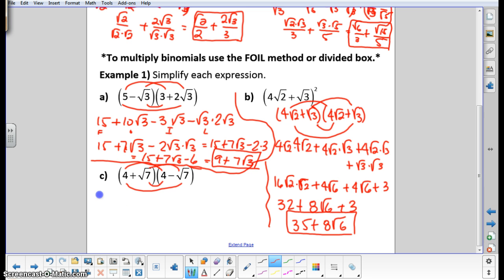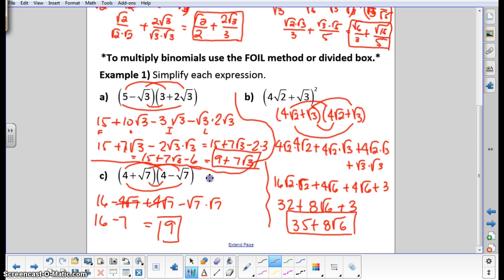4 times 4 is 16. The outer terms, minus 4 root 7. The inner terms, plus 4 root 7. And then the last term is root 7 times root 7. So that's 16 minus 4 plus 4 root 7s. Those cancel each other out. And then root 7 times root 7 is just 7. So the answer to this one is only one term, and it's 9.